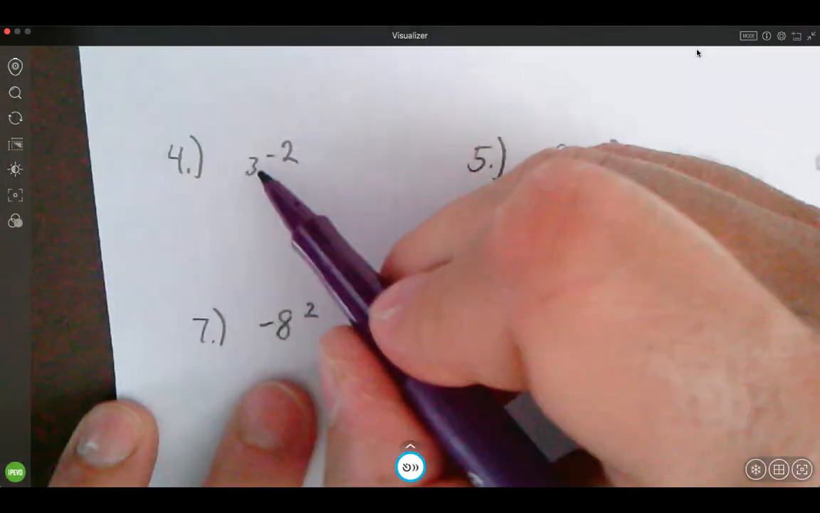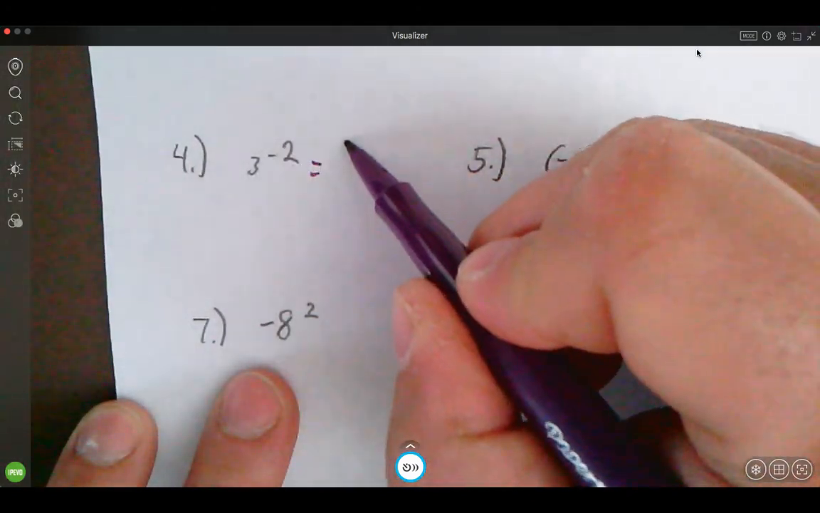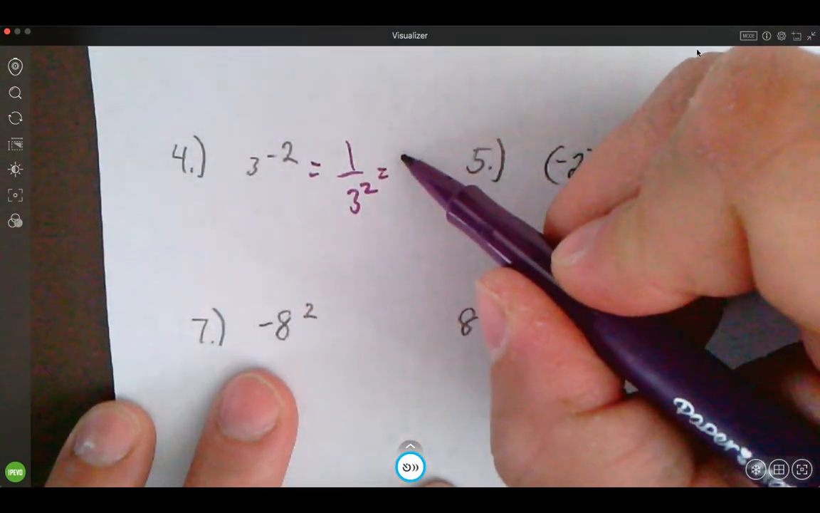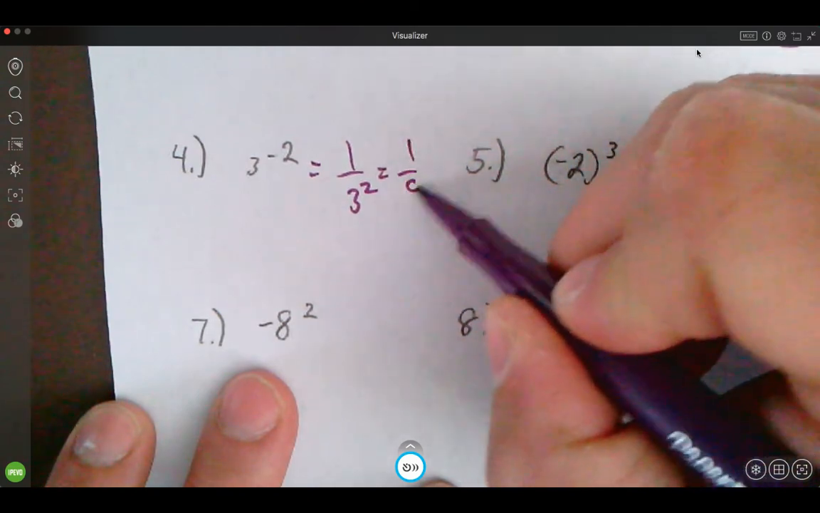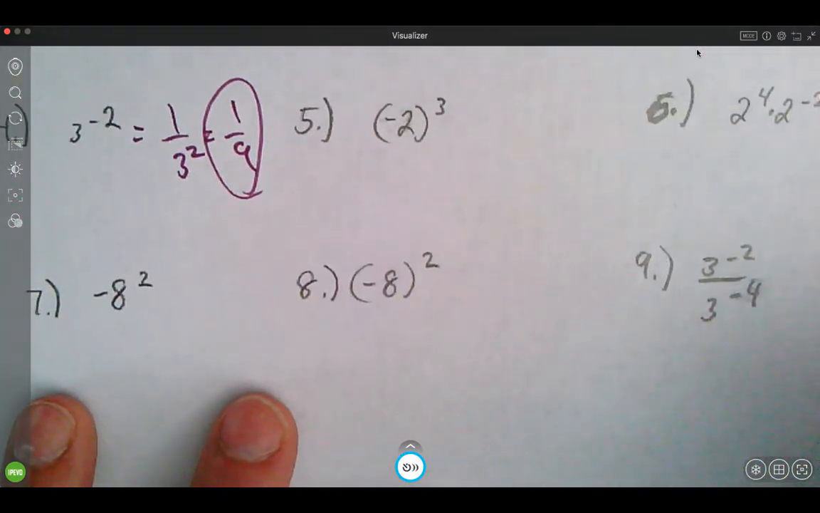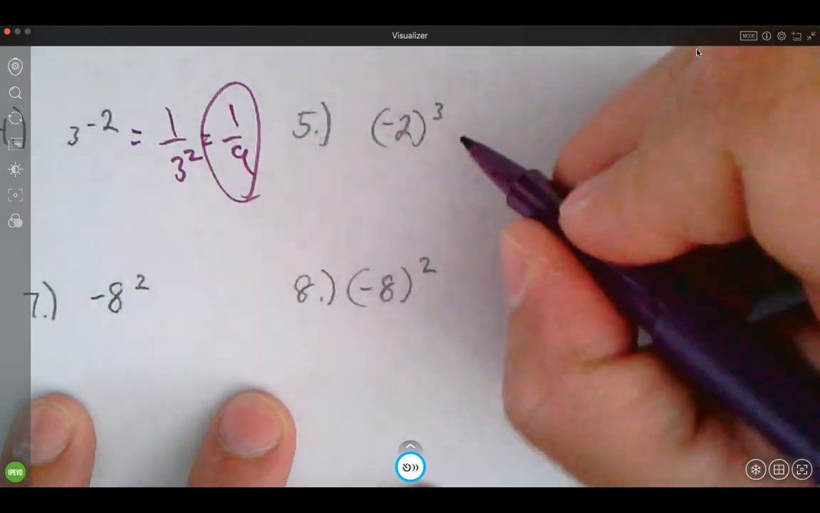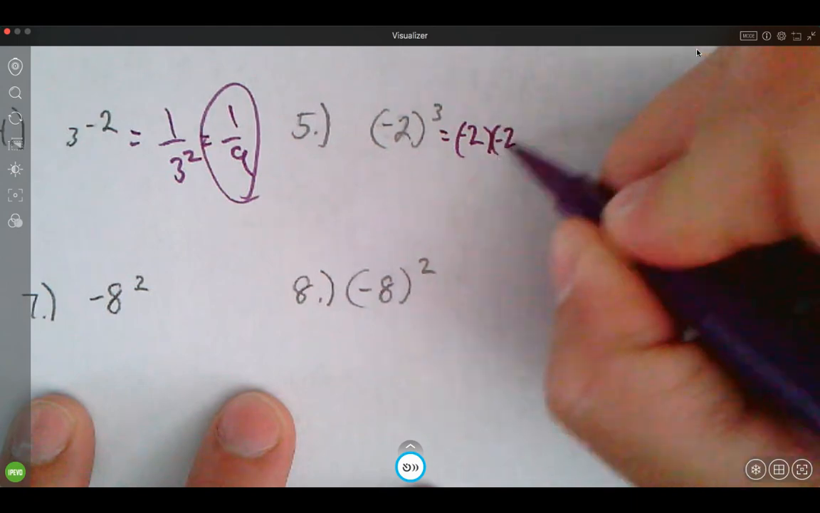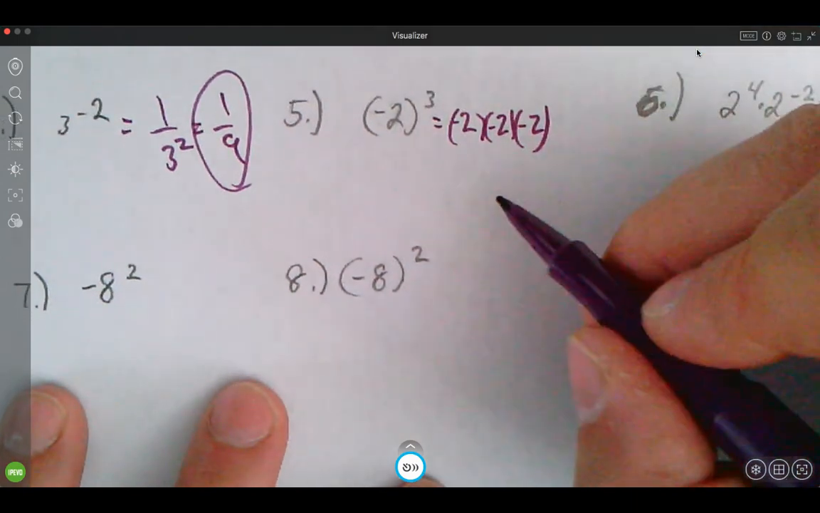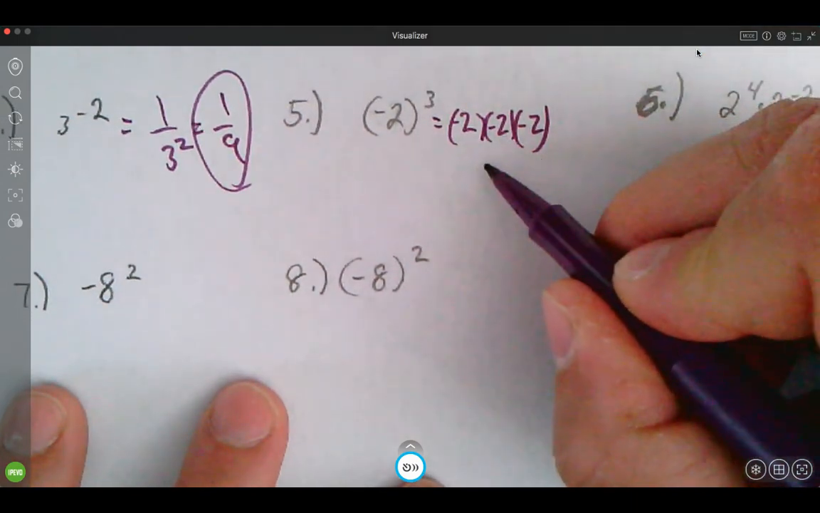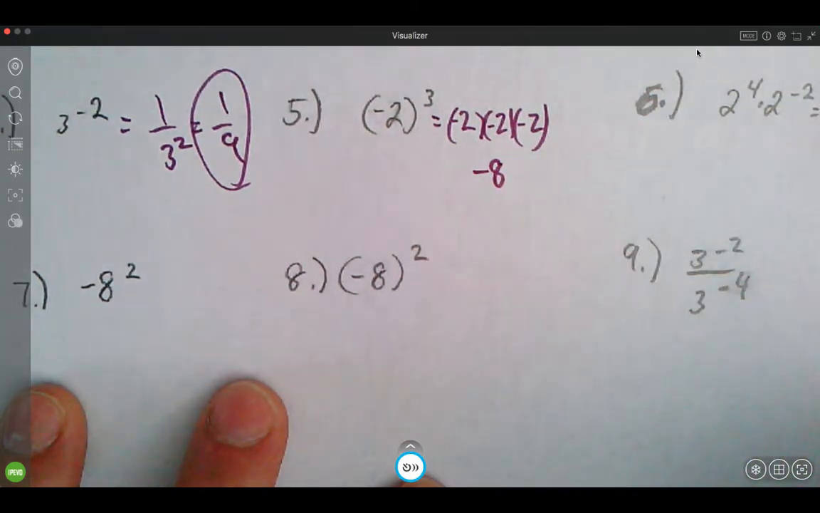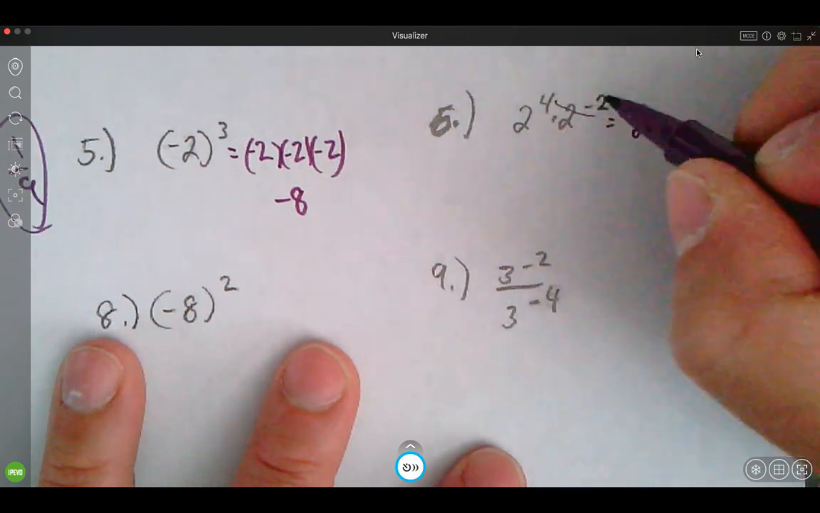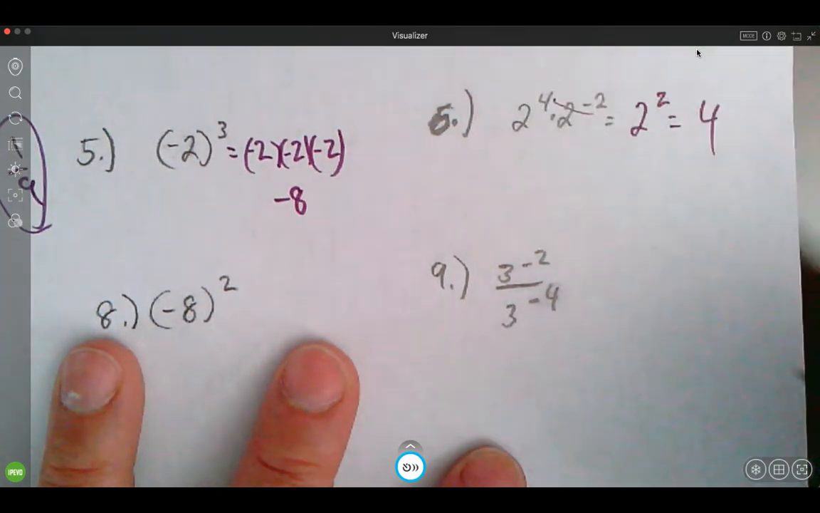Number 4, 3 to the negative 2. Cross the line, change the sign. 3 to the 2 on the bottom, like that, which would be 1 over 3 to the second power, 1 over 9, or 1/9. Number 5, in parentheses, negative 2 times negative 2 times negative 2. You got this. That's 4, negative 8 for this one. Negative 8 for this example. Number 6, add those exponents. 4 plus negative 2 is 2. 2 to the 2 is 4.